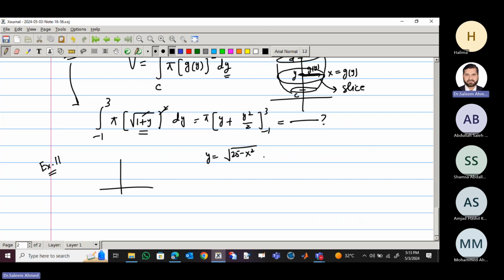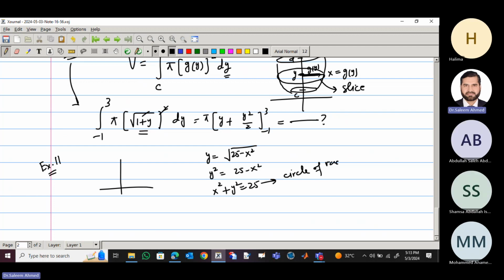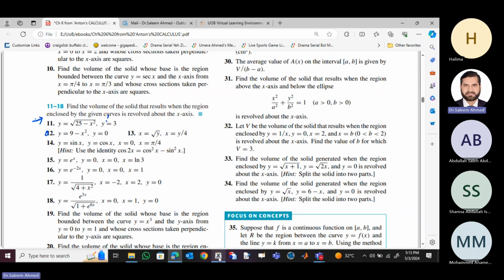It is basically a semicircle. You see, if I take the square, it becomes 25 minus x squared. So if I bring x squared here, this is a circle of radius 5, right? We all know that it is a circle of radius 5 centered at origin. So this is a circle of radius 5 like that, right? But they gave you another thing. Y is equal to 3.